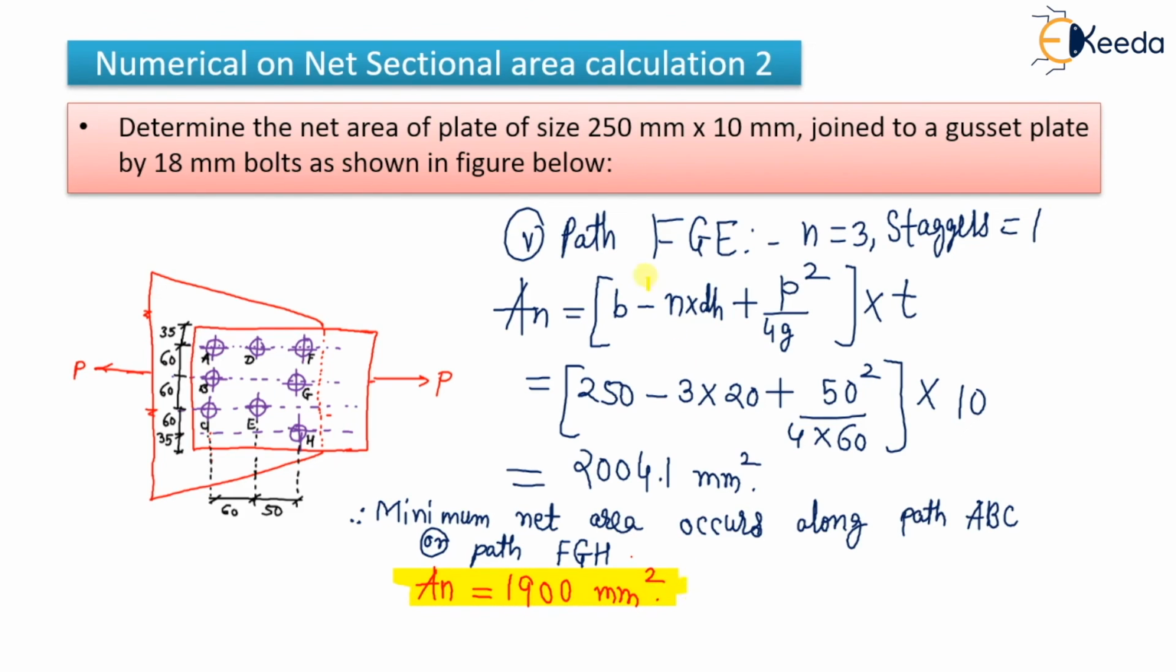So this was a video on calculation of net sectional area, and the type of member was plate, which you have to remember. This one is plate, not the angle. For angle I'll take the numerical in the next video, but this one was plate. For plate we have calculated the minimum net area. Thank you.